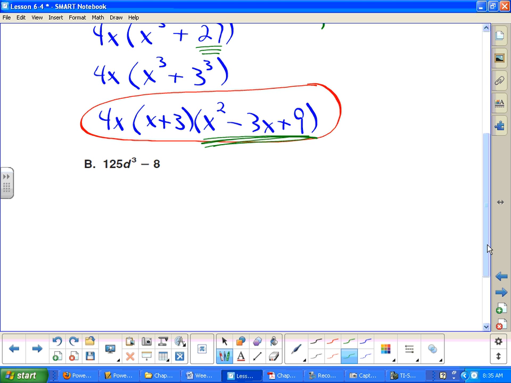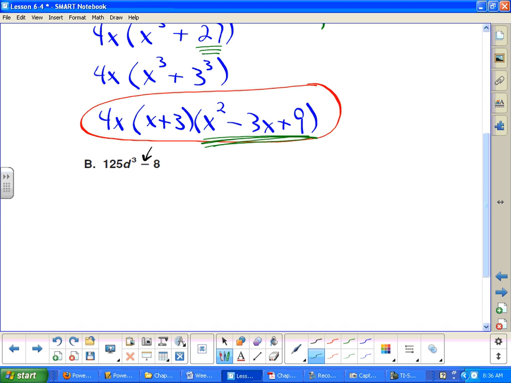$125d cubed minus 8. So first we look to see, do they have anything in common? Do 8 and 125 have anything in common? They don't. Now the big thing I'm looking at here is the fact that it has d cubed. So this might be the difference, because it's a minus sign, the difference of two cubes.